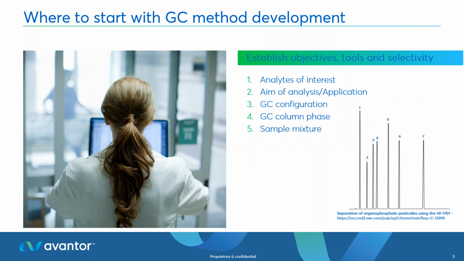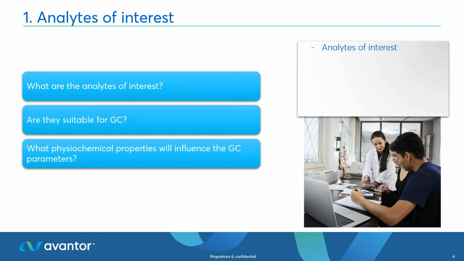So where do we start? Getting started with method development is sometimes the most difficult step to take. But if you take a step back and try to organize what you want to achieve and what you have to achieve it. So have a look at what are your analytes of interest in your sample. What's the aim of your analysis? Is there an application that you're working on specifically? What's the GC configuration that you have? Then what GC column phase do you require? And then what is actually in your sample mixture?